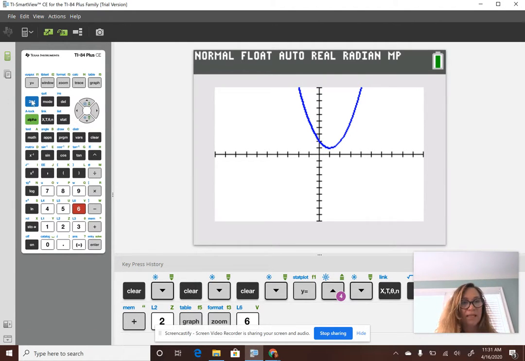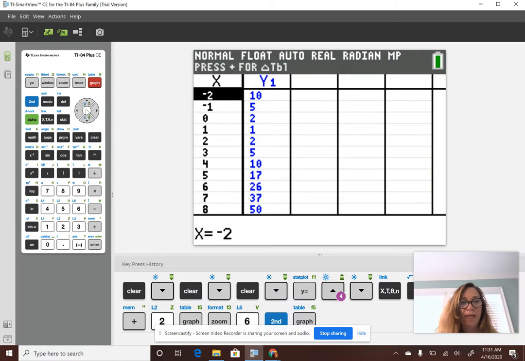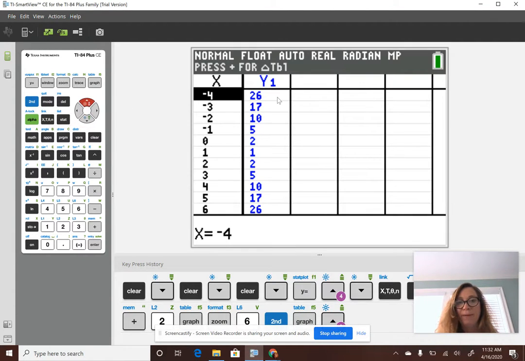To get the points, you just hit second graph, which is table. And what I like to do is center my vertex or my turning point. I do that by making sure that the top and the bottom y values are the same, and that's the symmetry.